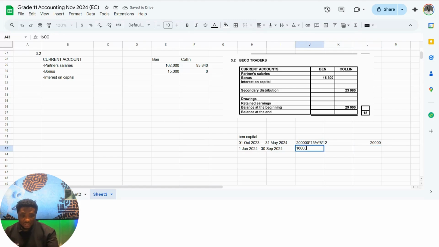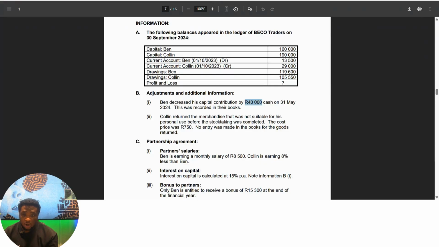And then after that, there was a decrease in the capital that we have. So now the decrease, it decreased by 40,000, and then it went to now be 160,000. So now we're going to say 160,000 times 15% and then times 4 over 12. That gives us 8,000. And so if you add up these, you'll see that for interest on capital in respect of Ben, we have 28,000.